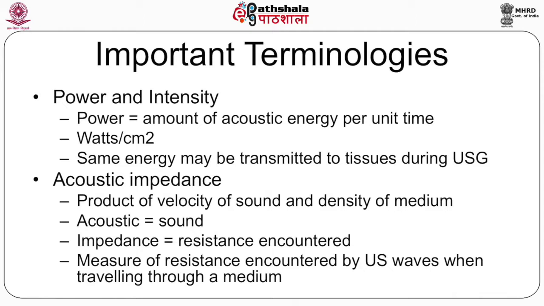Now, to understand it better, let us break it down into acoustic and impedance. Acoustic means sound and impedance is resistance that is encountered. So, acoustic impedance is the measure of resistance encountered by ultrasound waves when traveling through a medium. Why is it important to know acoustic impedance? Materials with different acoustic impedance will lead to different resistance offered to ultrasound waves and will govern how much of the beam that we are putting in at the surface is finally transmitted to our tissue of interest.